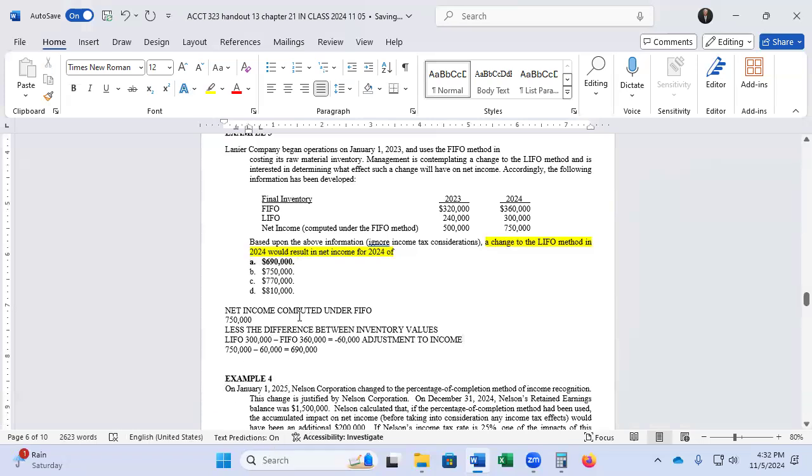Make sure you have time to look it over, ask any questions, fill out any information. All we're doing is looking at 2024 and saying, okay, we reported $360,000 in inventory. Well, if we change to this new method, we'll only have 300,000 in inventory. If it's not in inventory on the balance sheet, where do we think it goes? Or where should it go? It should go to cost of goods sold.